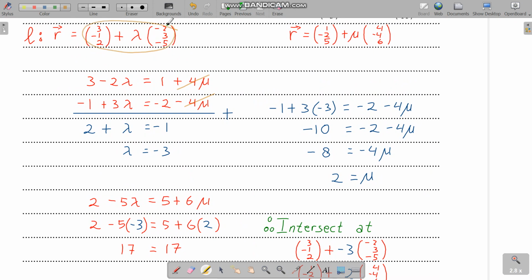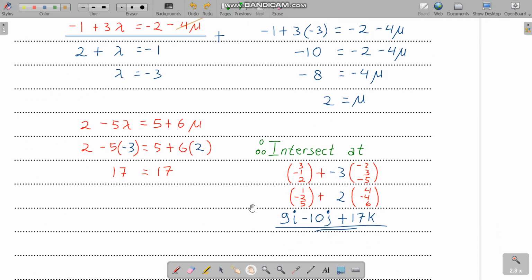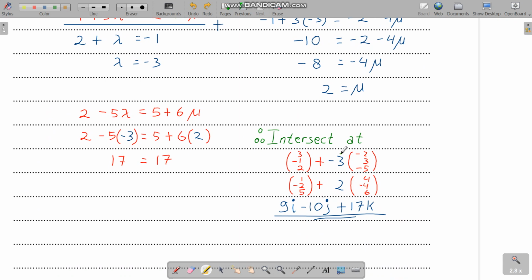So to find the intersection point from the original equations, you can use the first vector equation or the second vector equation. Because it's an intersection, the point lies on both lines, so the coordinates satisfy both equations, and we can just use any of them. If you use the one with lambda, you plug in lambda, the one with mu, you plug in mu, but either way you get exactly the same result.